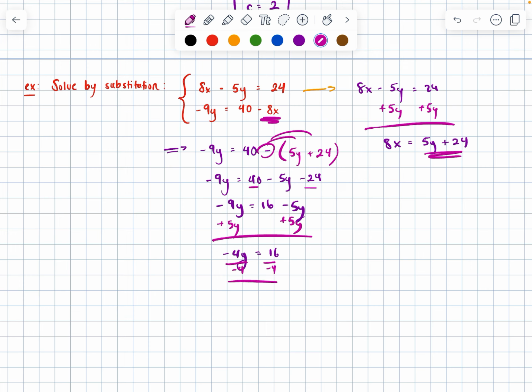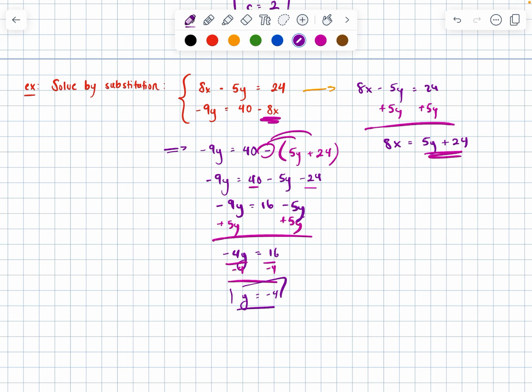Last thing standing between me and y by itself is that pesky little negative 4. Dividing both sides by negative 4, I get y is equal to negative 4. Now that y is equal to negative 4, I'm going to plug into one of my original equations to get the value of x. Thinking caps, where is strategically the wisest place to plug in here?